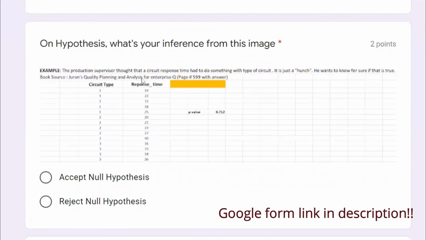The production supervisor thought that the circuit response time had to do with the type of circuit. These are the three circuits and this is the response time. The p-value is 0.7. Since it is greater than 0.05, we are accepting the null hypothesis. We can do it with ANOVA, and the question is whether all these are different, that is, whether the production supervisor is correct.